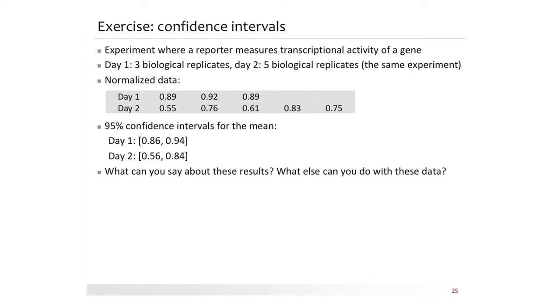And results, well, these are results from the first day. These are results from the second day. And I calculated for you 95% confidence intervals for these two things. Now, what can you tell me about these results? And what else could you possibly do with this data? Is anything worrying here for you if you look at these numbers? It is supposed to be the same experiment, a continuation of the same experiment, but on the next day. Look at these numbers. What's wrong with them?